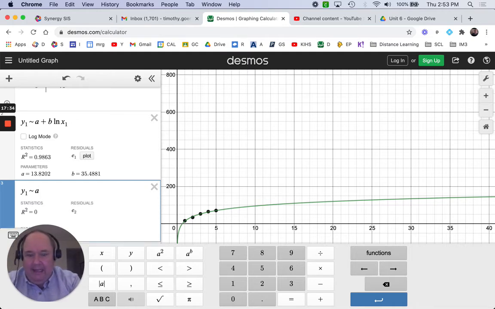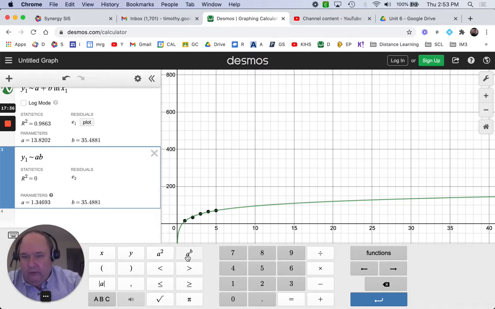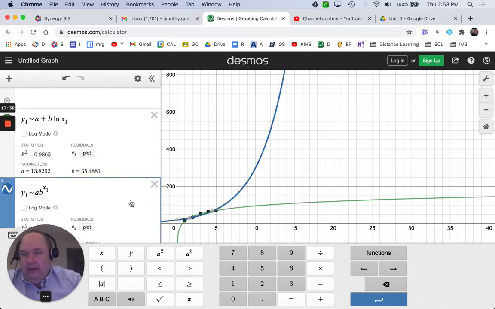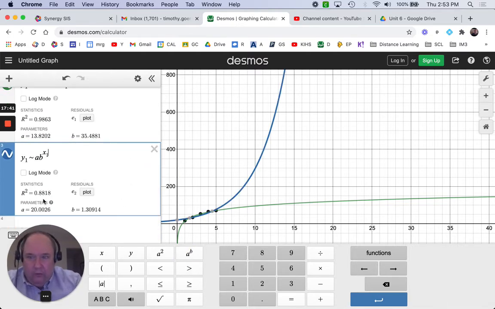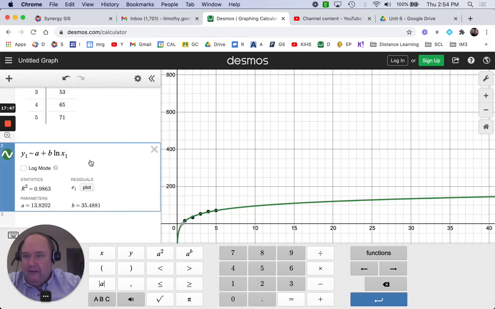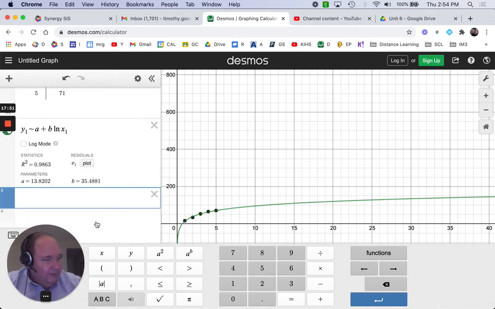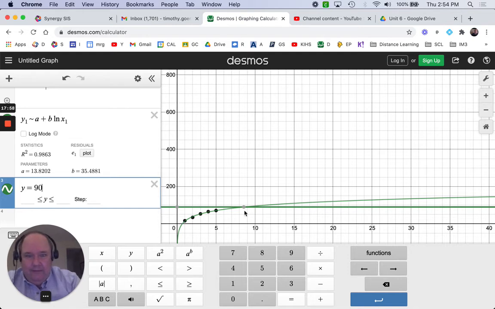Exponential would be AB to the exponent x1. And you can see that R-squared score is worse. It's less, like it's further away from positive 1. Get rid of it, not the better one. So the logarithmic one's best. And then to use that one, when will it reach 90 inches? That's what y is. So when does y equal 90? And you have your answer.